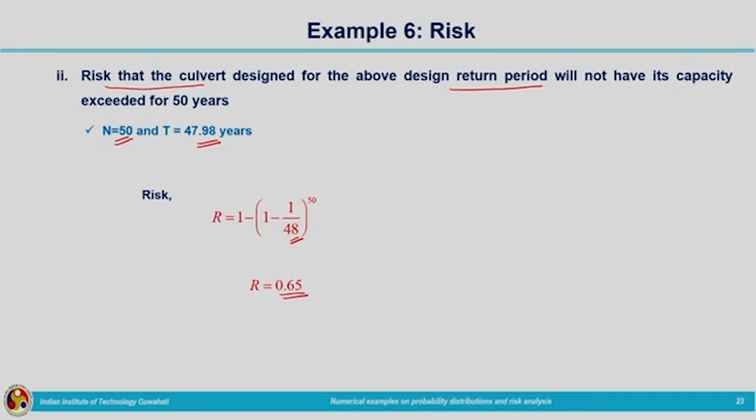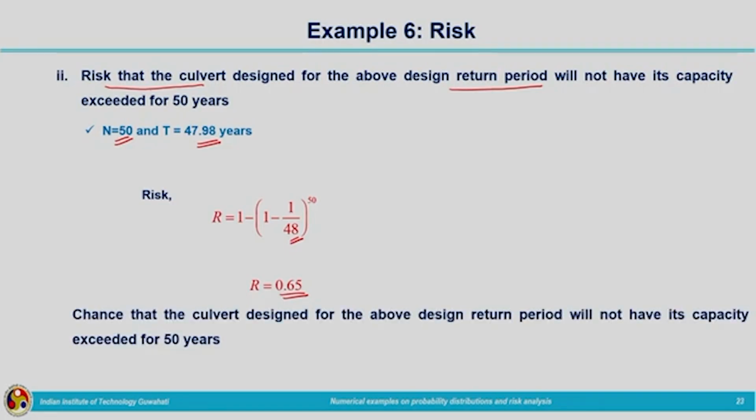But we have been asked to find out the reliability, that is the chance that the culvert designed for the above design return period will not have its capacity exceeded for 50 years. How can we calculate reliability? Reliability is nothing but 1 minus R, 1 minus risk, that is 1 minus 0.65, which can be calculated as 0.35 or 35%.